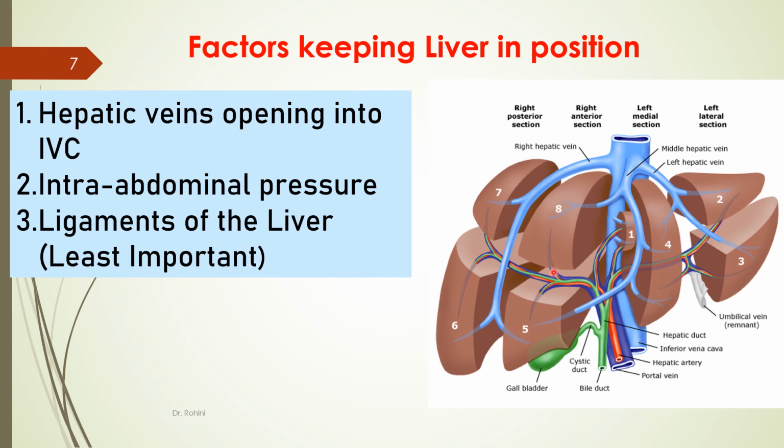Factors which keep the liver in position. The most important factor here is the hepatic veins. We have 3 hepatic veins: right hepatic vein, left hepatic vein, and middle hepatic vein, which open into the inferior vena cava. The most important factor which keeps the heavy liver in position is the hepatic veins. Second is intra-abdominal pressure by the anterior abdominal wall muscles and the nearby viscera. And third, but least important, are the ligaments of the liver, like the falciform, coronary and triangular ligaments.